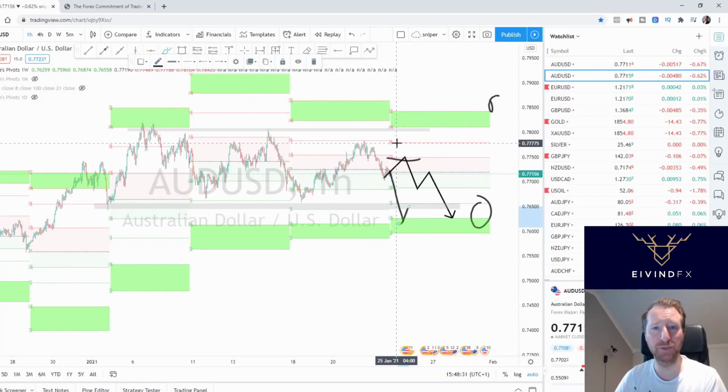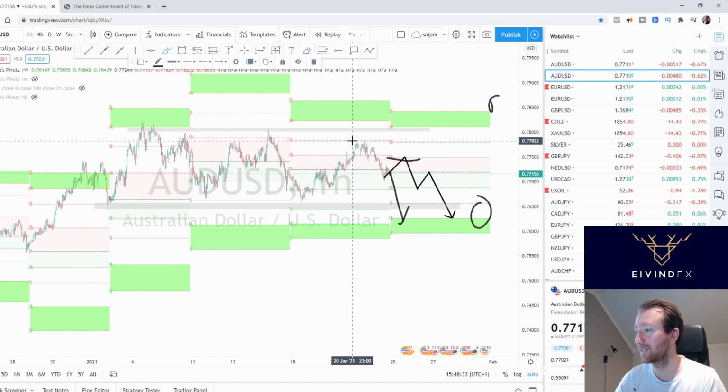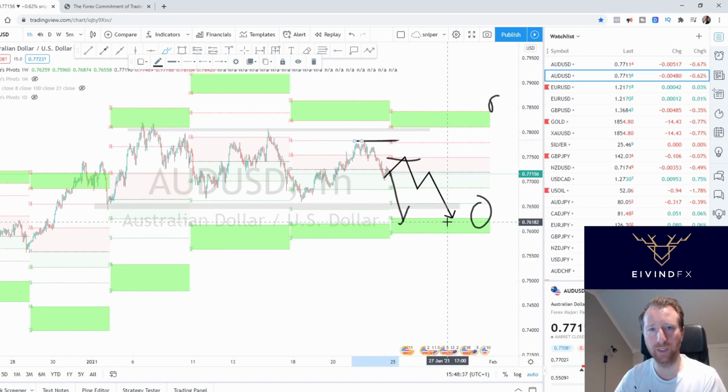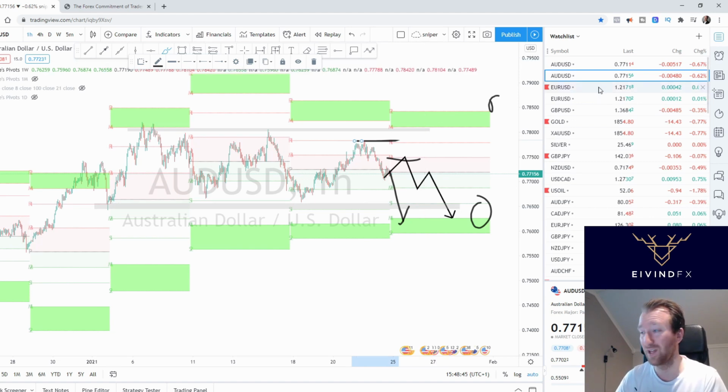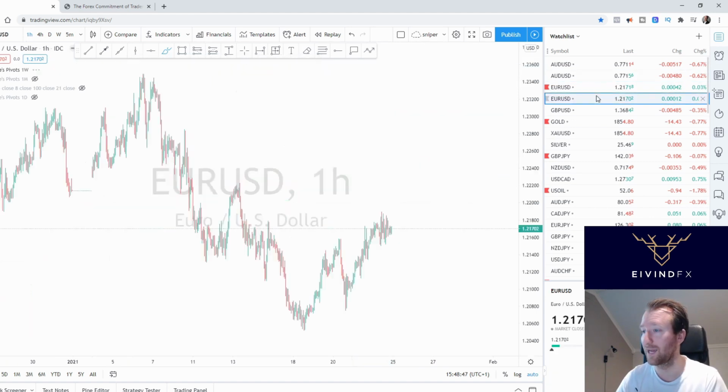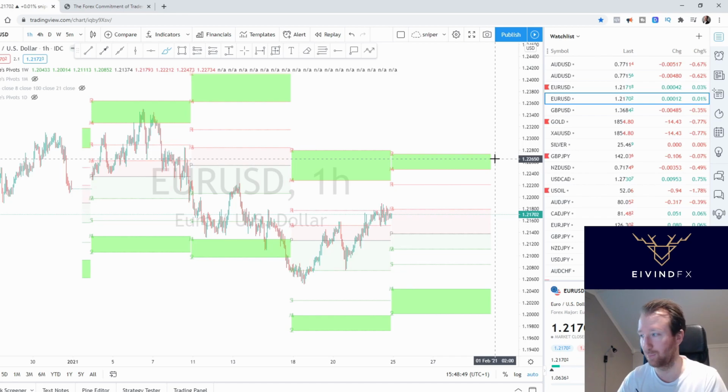And then where do I put my stop loss? My stop loss is up here. And what is the risk for this week? Well, basically, we haven't made a new higher high yet. We haven't made a lower low yet. So on Australian dollar, we are in a range, and that is really a risk to my trading plan.